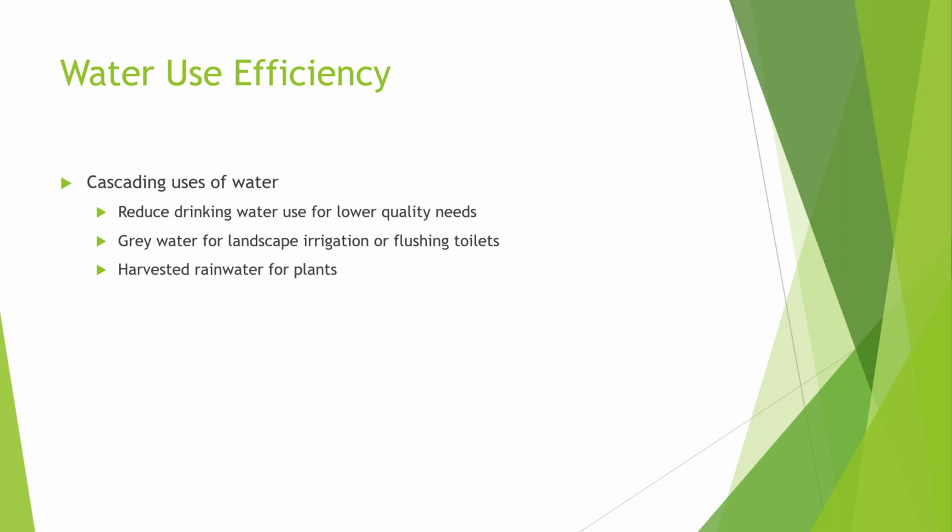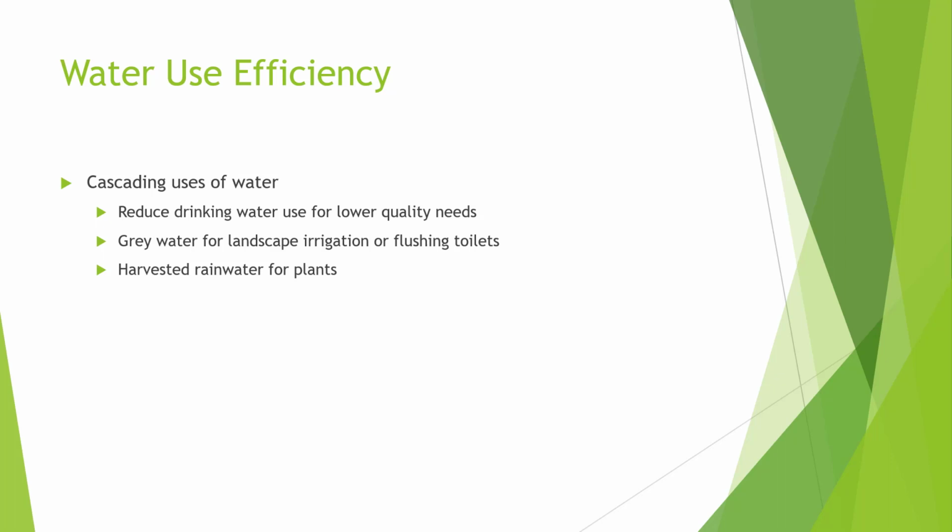So, water use efficiency, cascading uses of water. Reduce drinking water use for lower quality needs. Gray water for landscape irrigation or flushing toilets, and harvesting rainwater for plants. So these are all ways you can use water better. So when it says reducing drinking water use for lower quality needs, that means using drinking water to only drink. So drinking water is potable.